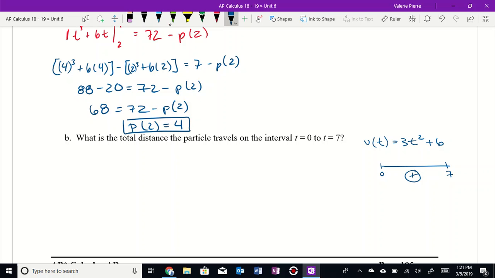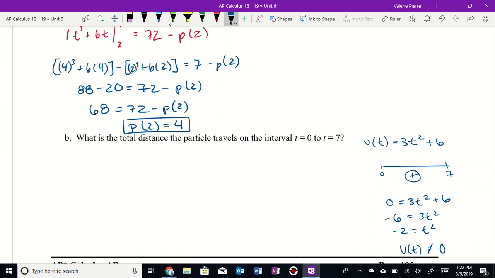If we look at this, there is no value that will be negative, because if we try to solve this for 0, negative 6 equals 3t squared, negative 2 equals t squared. T squared can never equal negative 2 because you can't take the square root of negative 2. So v of t will never equal 0. So it will always be positive because it will never change direction.